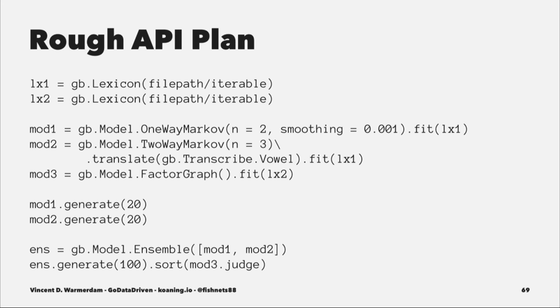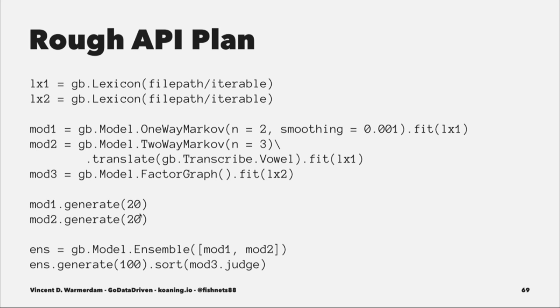I have different models I'd love to train. What's the best way for me as a user to play around with this? So what you then do is just copy scikit-learn. There's some notion of a data frame, and I just call it a lexicon. There are these different models. So let's say I have a factor graph, two-way Markov chain, et cetera. This is what defines the properties of the models, and I can later fit that on a separate lexicon.